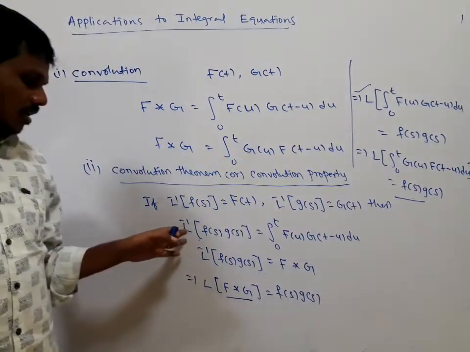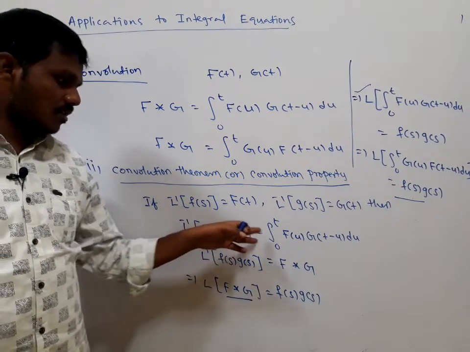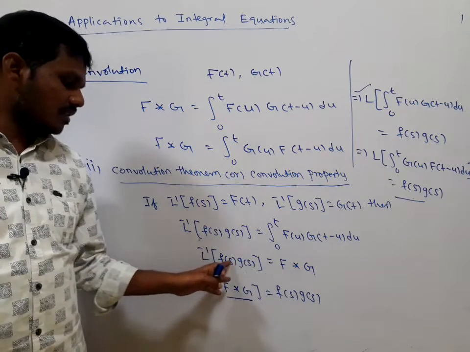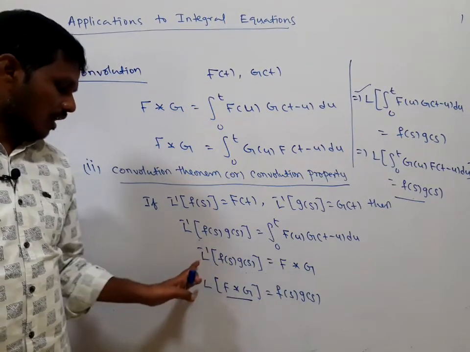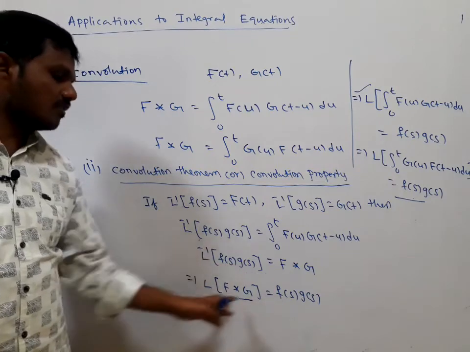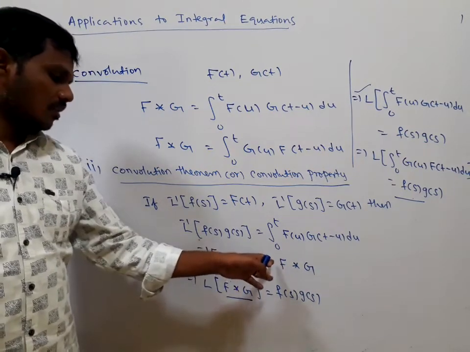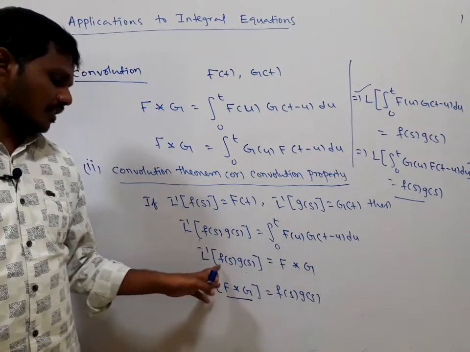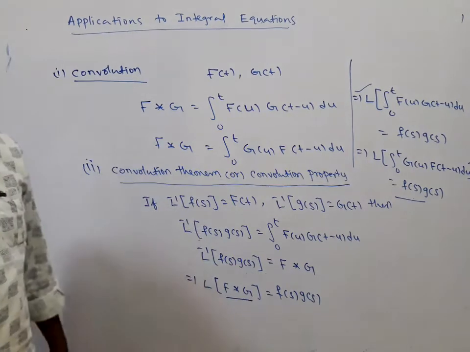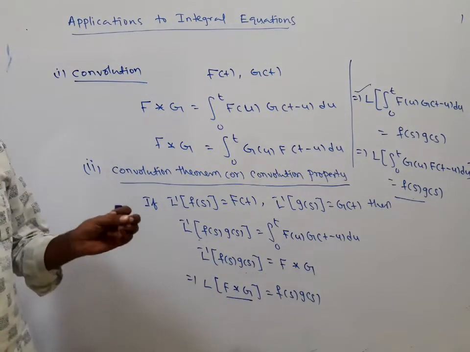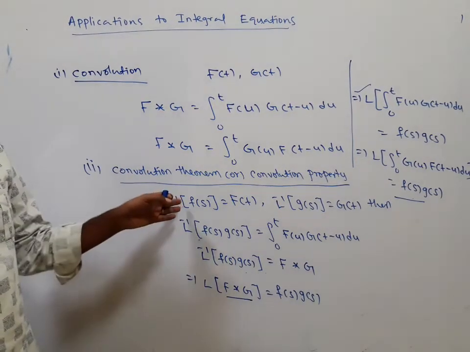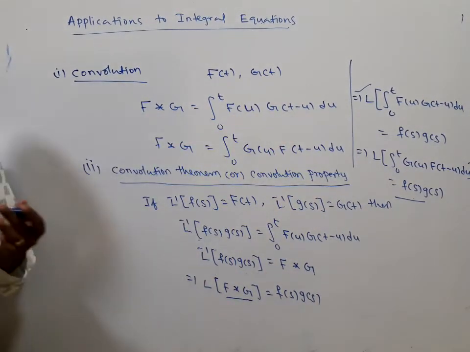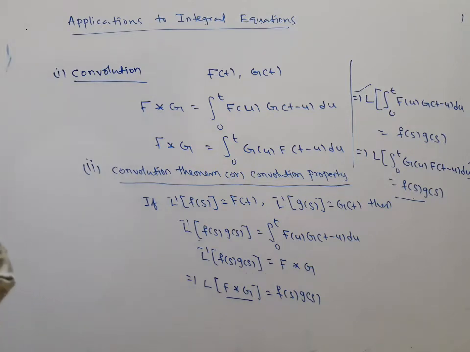If you go for the convolution theorem, you know that the inverse Laplace transform of f of s into g of s is equal to this, which is replaced by f star g. Taking the Laplace transform on both sides, the inverse Laplace transform becomes the Laplace transform, so the Laplace transform of f star g is equal to f of s into g of s. What is the Laplace transform of f star g? It is the Laplace transform of the integral from 0 to t of f of u g of t minus u du, and from this we write f of s into g of s. This is the convolution theorem we recalled.